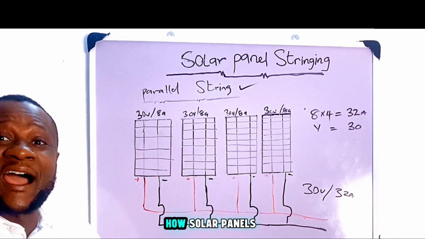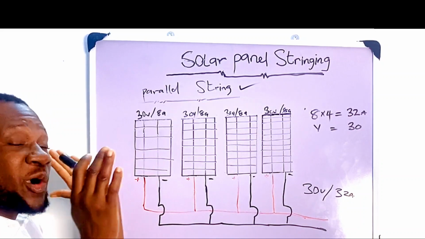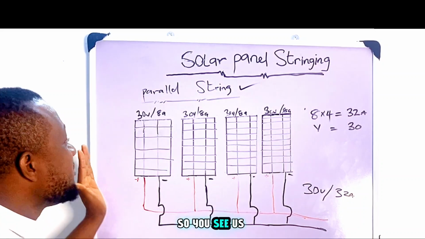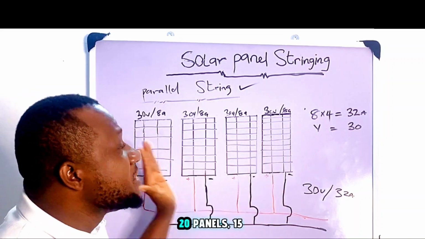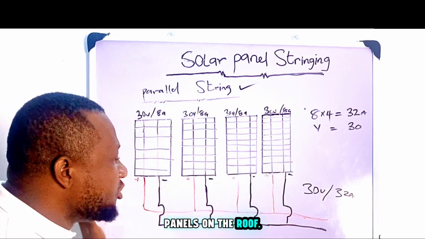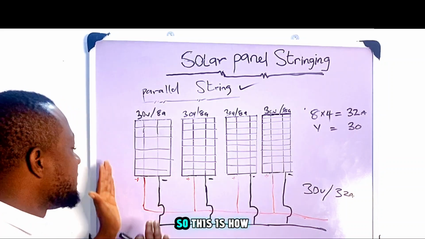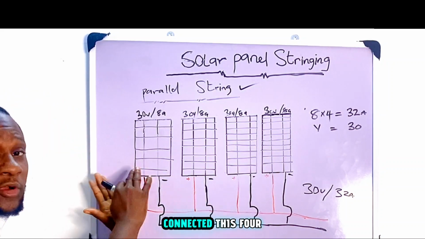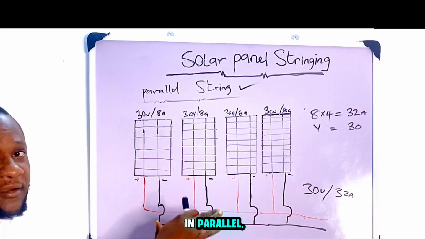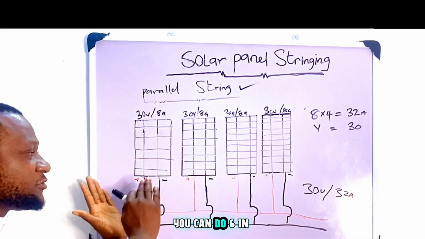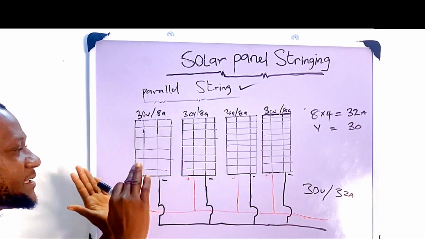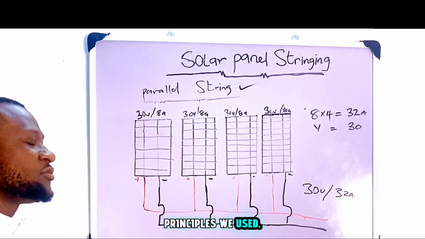So this is exactly how solar panels are connected. You see 100 panels, 20 panels, 15 panels on the roof, but at the end of the day, one cable is brought out of the whole thing. This is how these 4 are connected in parallel. You can do 10 in parallel, you can do 6 in parallel, just maintaining the same principles we used. Thank you.